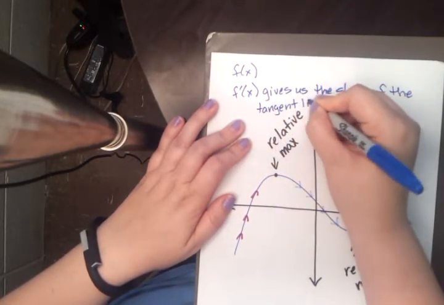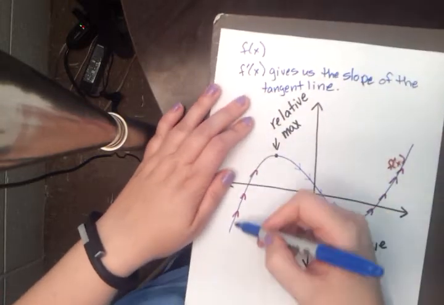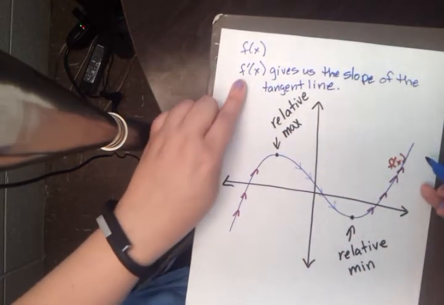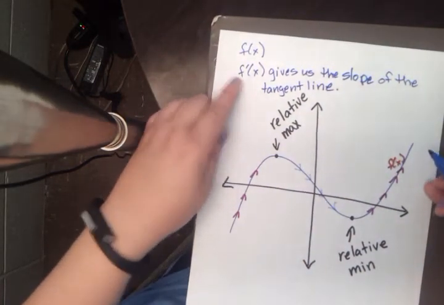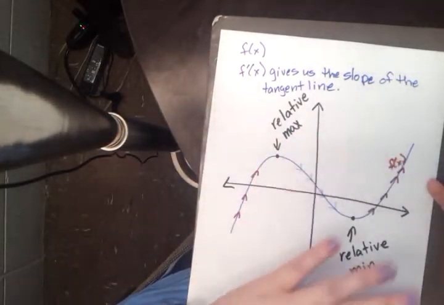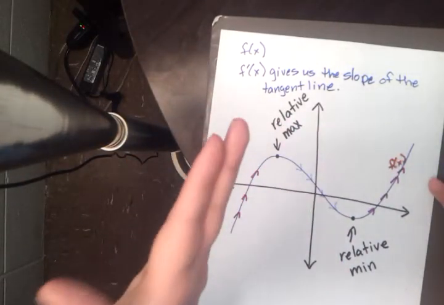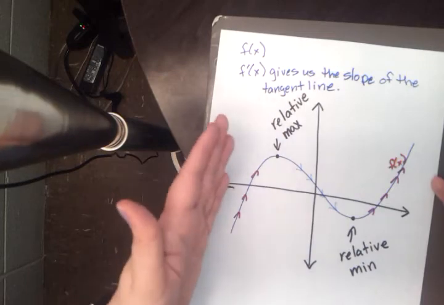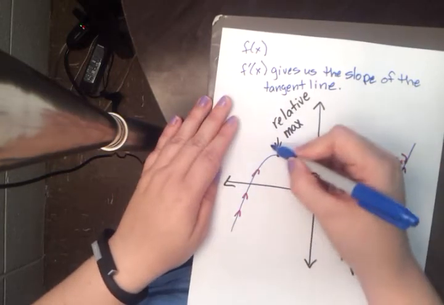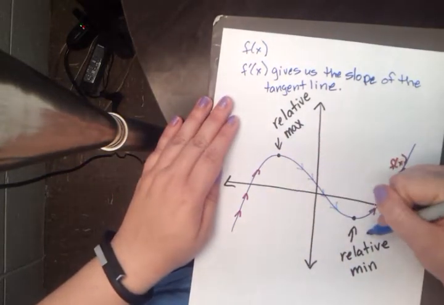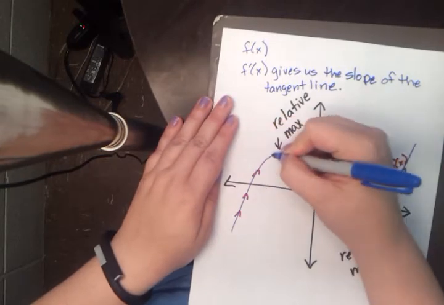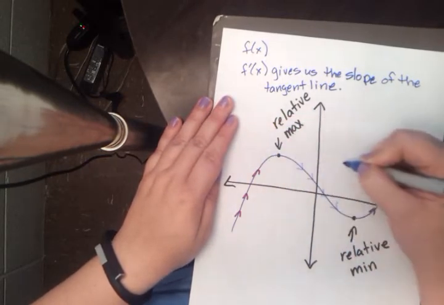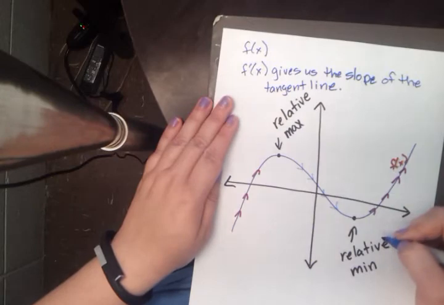Okay? So we have a function. It looks like this. If we found the derivative of the function, it would tell us the slope of the tangent line at any point along this function. We would just plug in an x to our derivative, and it would tell us whether the slope is positive, whether the slope is negative, or whether the slope is 0. If the slope is not changing, that's another important thing, okay?